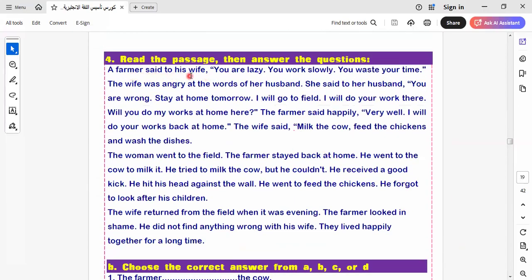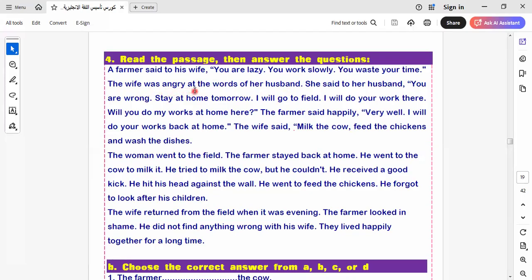A farmer said to his wife, "You are lazy. You work slowly. You waste your time." The wife was angry at the words of her husband. So here the wife does not like her husband. Why? Because he always says you are lazy, you can't do anything, you waste your time, and so on. This makes the wife not work and sad.